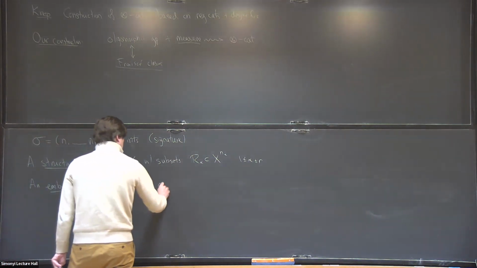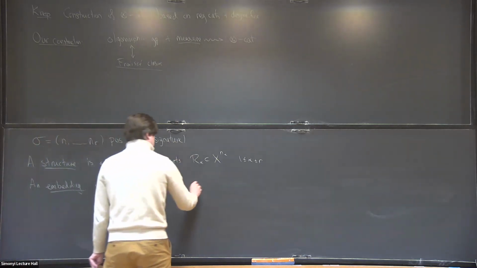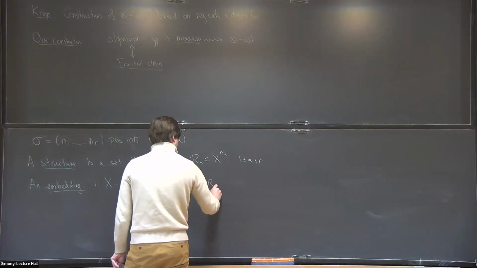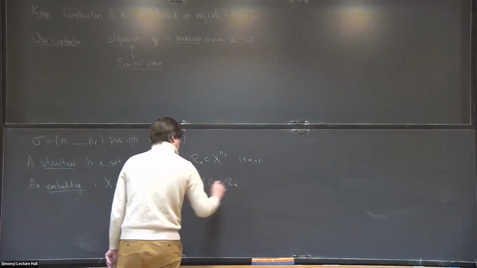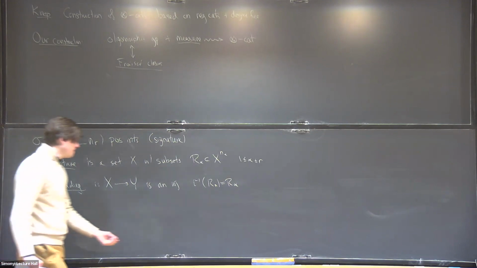An embedding is an injection such that the relations pull back to the relations. Just write it this way. If you're thinking about graphs, an embedding of graphs from this point of view will be like an induced subgraph. You have a set of vertices, and then you just take the edges in the ambient graph and restrict down. So that's what I mean.